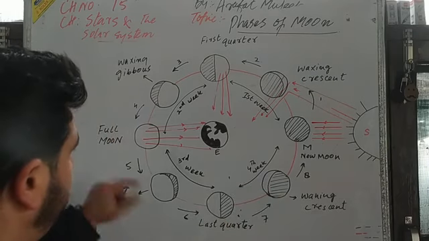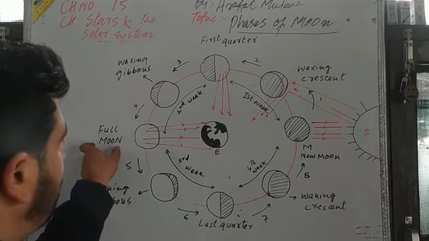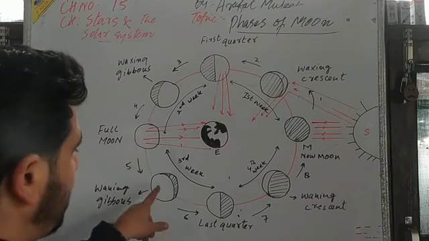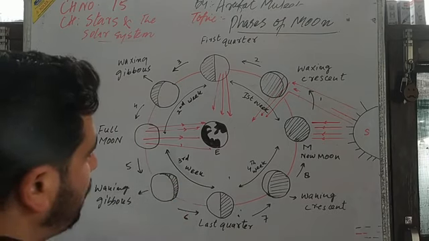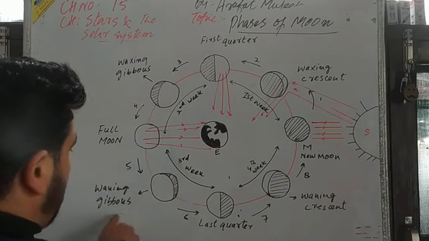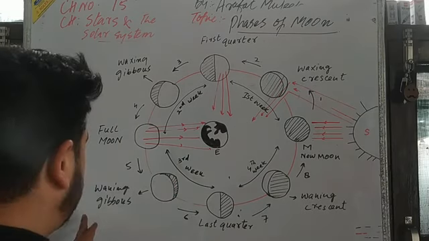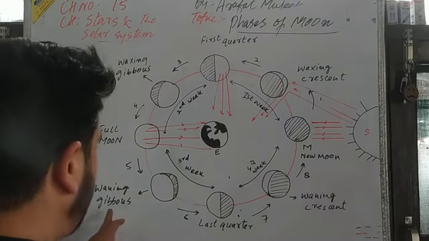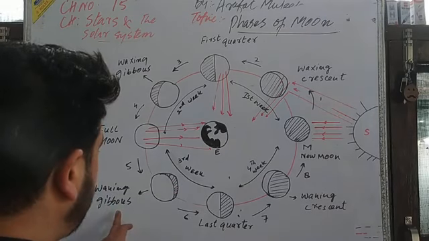Now, after the 15th day, there is a full moon. After the 15th day, some part of the moon is disappearing. Only there is a formation of the waning gibbous face. Waning gibbous.